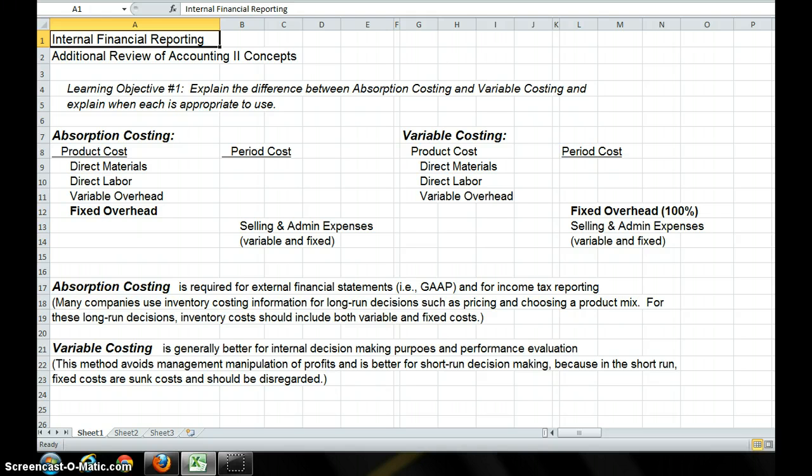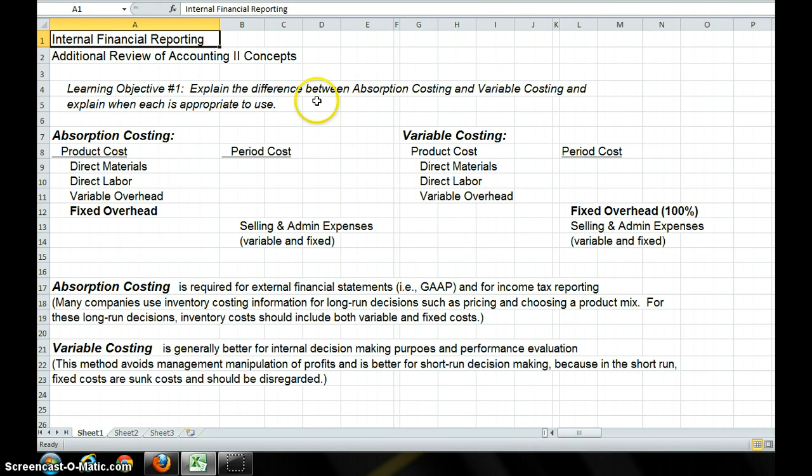You can stop this video at any time to catch up on taking notes on your sheet. You can listen to any of these parts as many times as you want. You can drag to skip over parts, whatever you want to do to enhance your learning about the difference between variable versus absorption costing. In class, we're going to be doing some short exercises and problems on this topic, so I will be available to answer any questions that come up as you work through them.